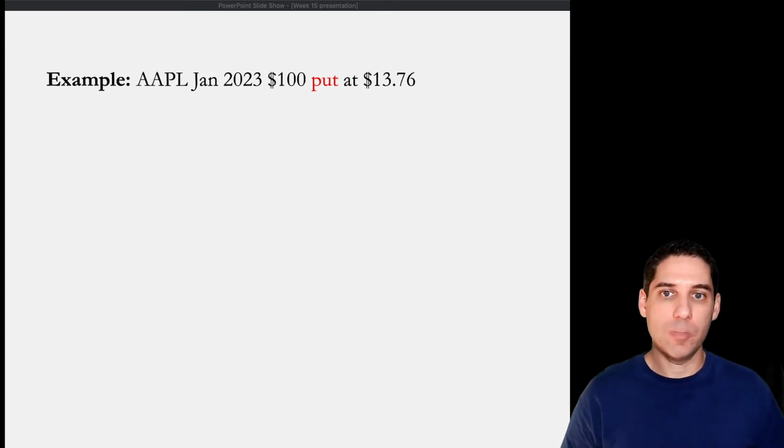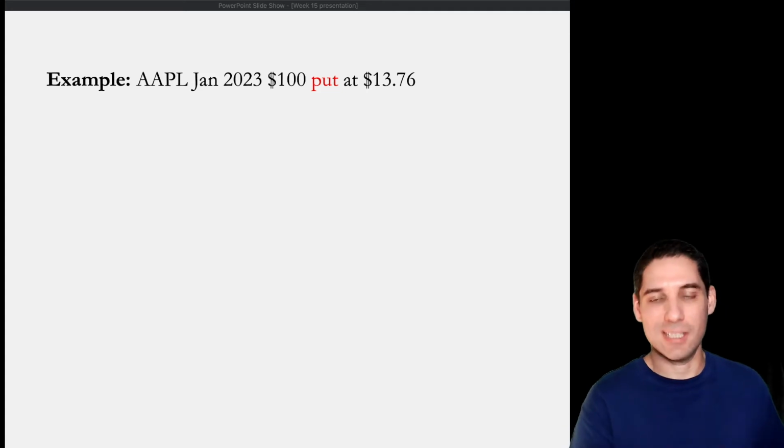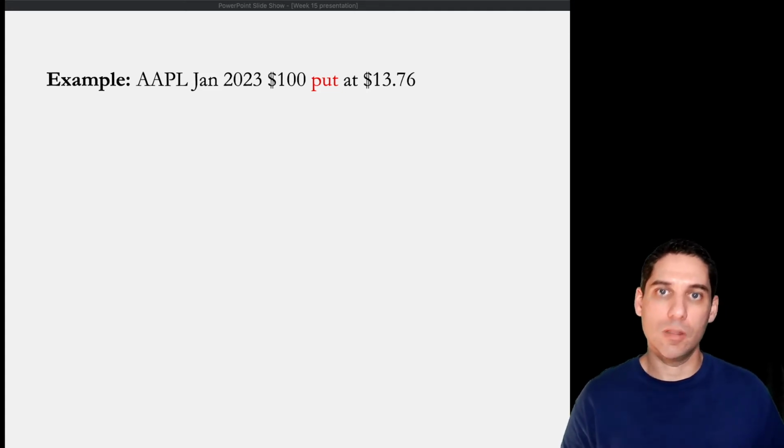Okay, and the option premium is $13.76. So this option, this privilege, comes with a cost of $13.76 for each share of the underlying. And again, the contract is for 100 shares, so 100 times that.